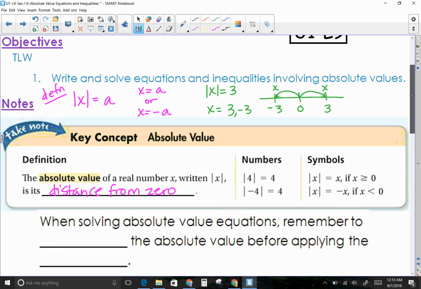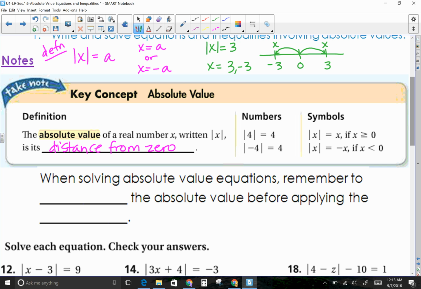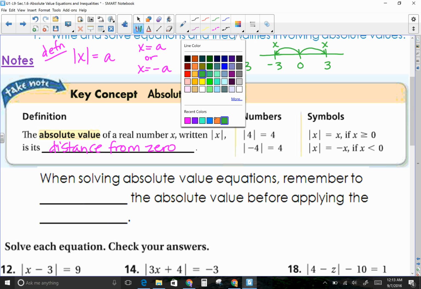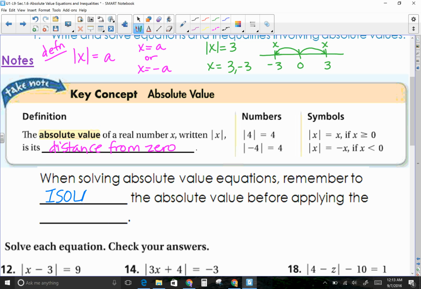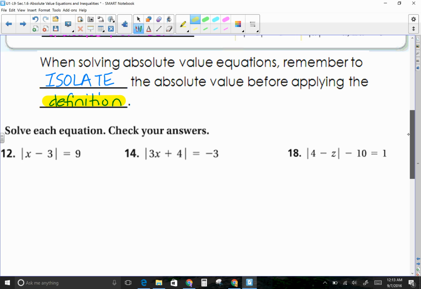So, as we move forward, you want to remember, when solving absolute value equations, remember to isolate the absolute value before applying the definition. So what do I mean by that definition? That's what I was talking about up here. Once I've isolated the absolute value of x equal to something, then x equals that, or x equals the opposite of that. Okay, so we're going to go do some problems so you'll see what I mean.